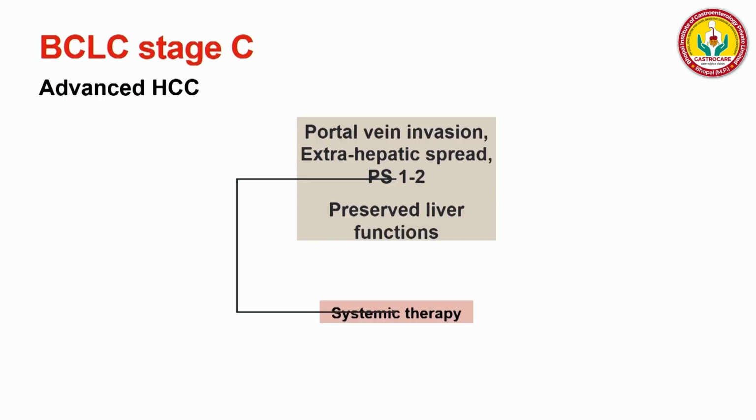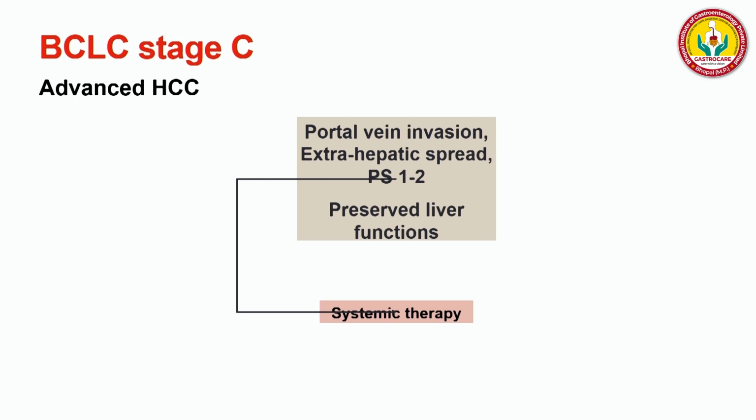Finally, BCLC stage C. Now, I'm trying to highlight what BCLC told us in 2022. They included all patients who had metastasis and all patients who had portal vein tumor thrombosis into one category and said that they should get systemic therapy. Systemic therapy as of now means atezolizumab plus bevacizumab or lenvatinib.